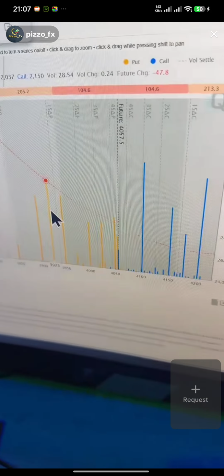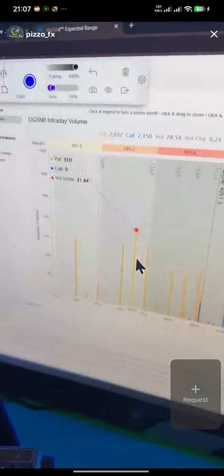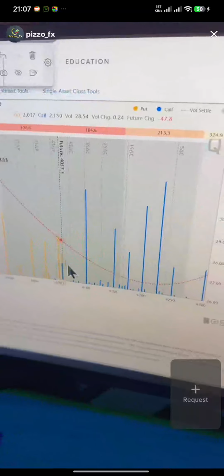Now, guys, you see these are brown bars or blue bars here. You can see if I click on them, there are some numbers coming up here: put 310, call 0, volume settlements 31.84. I want you to focus on puts and calls. You know, those are the things we do every day. So I want you to focus on puts and calls. And here is where I want you to focus a lot.